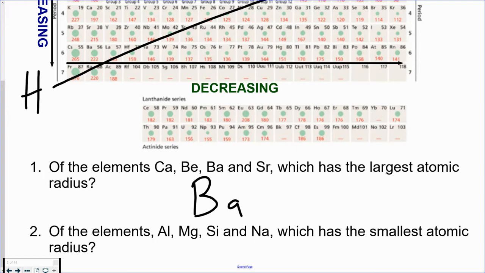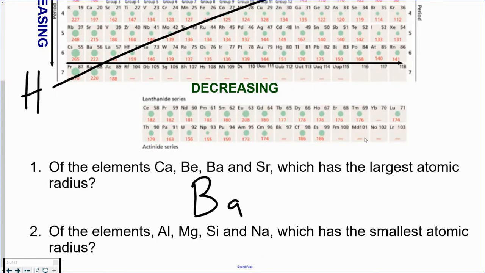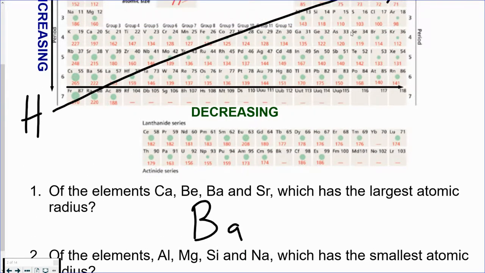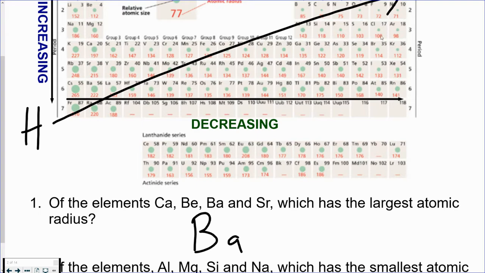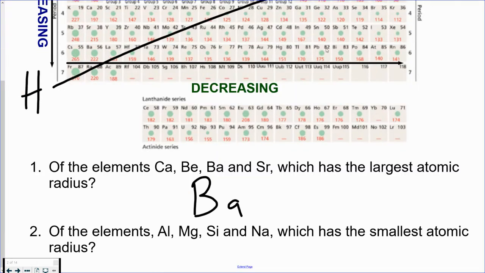Sorry about that. And number 2, it says, which of these has the smallest? Well, all of these would be in the same row. So if they're in the same row, it's whichever one is the furthest to the right. So of those, it looks like silicon would be the smallest, which would be S.